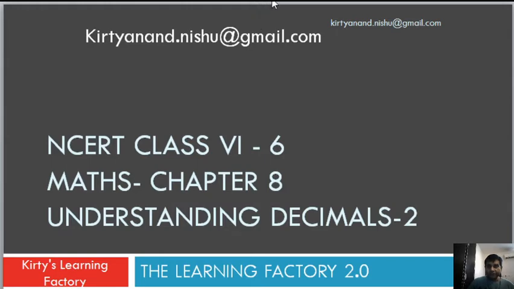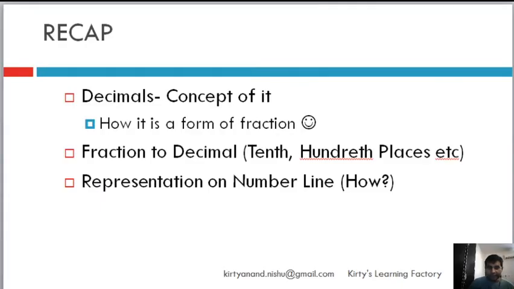Today we are again going to talk about decimals. So the previous one was just an introduction. We learned how to convert fractions into decimals. Let's do a quick recap.